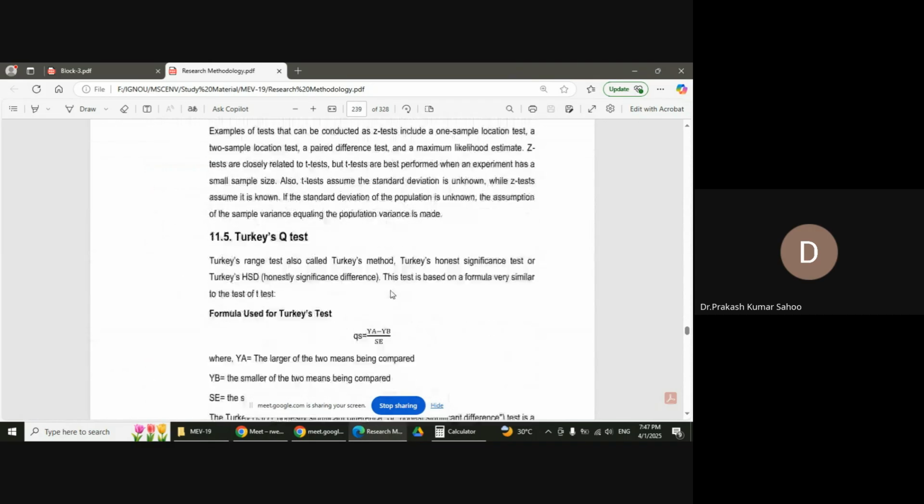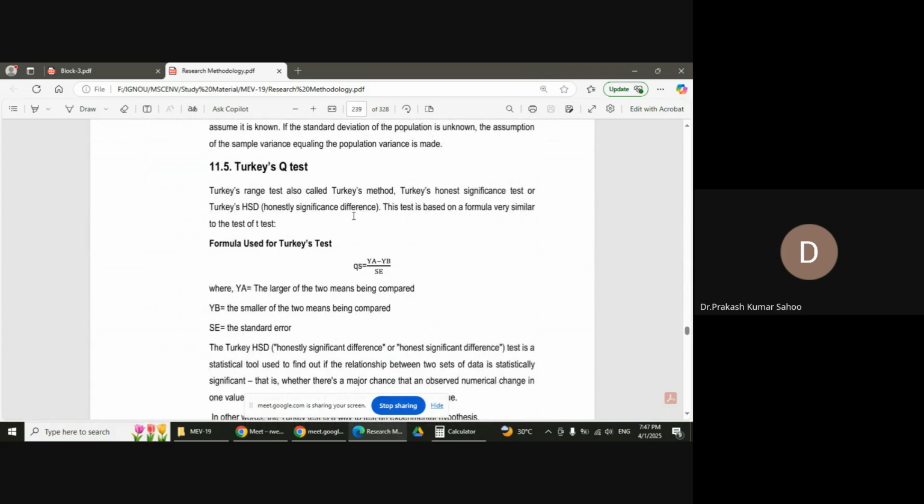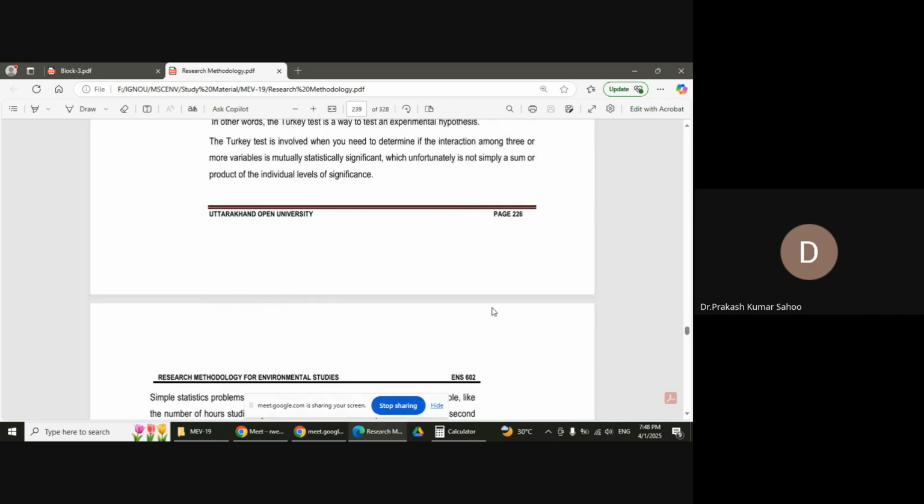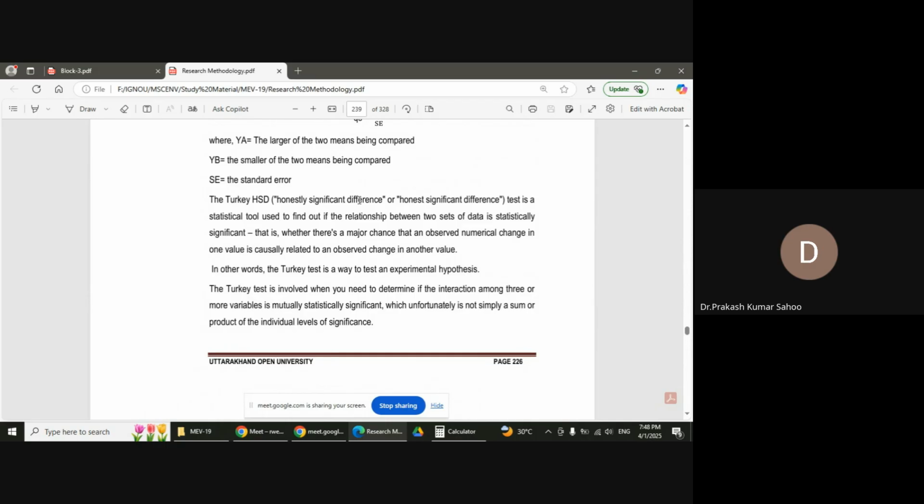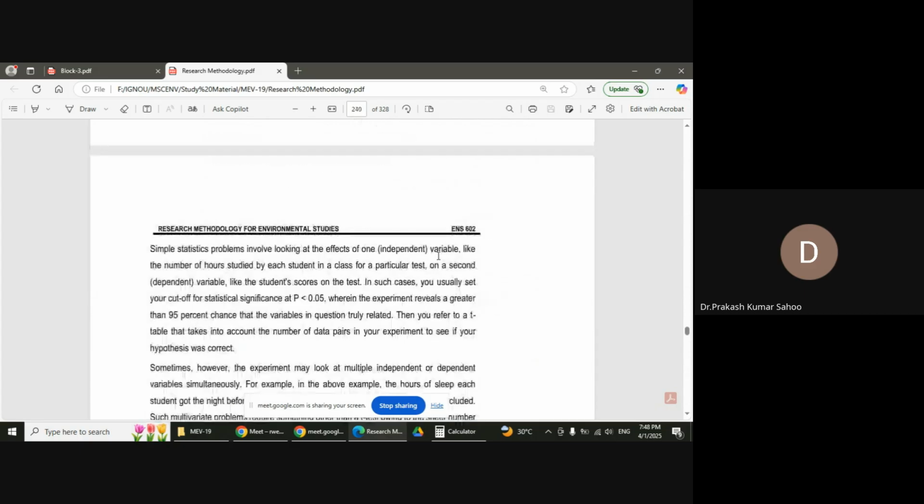I just cover the ANOVA test, which is important. Well, this is the Q test. Formula is Qs equal to YA minus YB divided by SE. SE is the standard error. YB is the smaller of the two means being compared, and YA is the larger of the two means being compared. Now, this is different from the normal calculation. Honestly significant difference, HSD. Just go through this, okay?